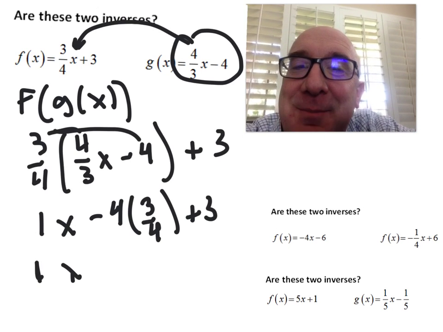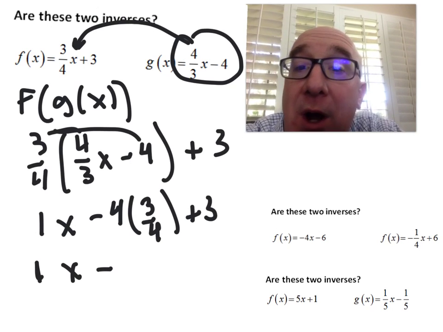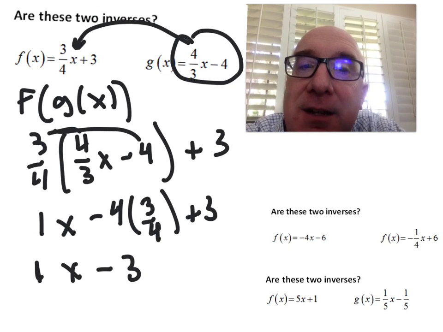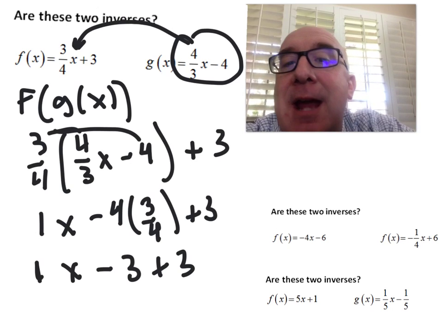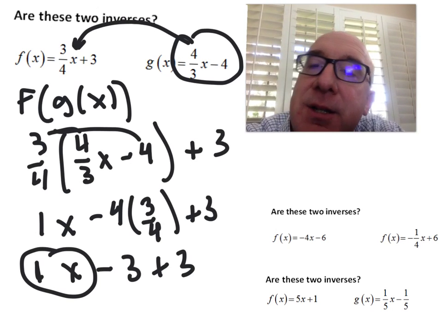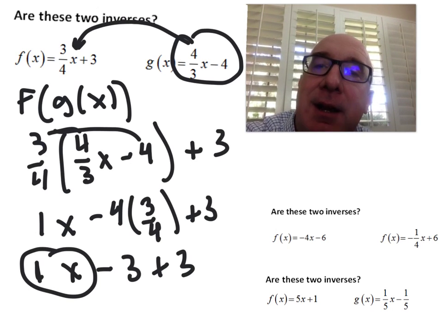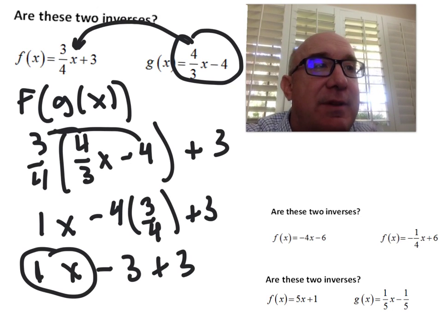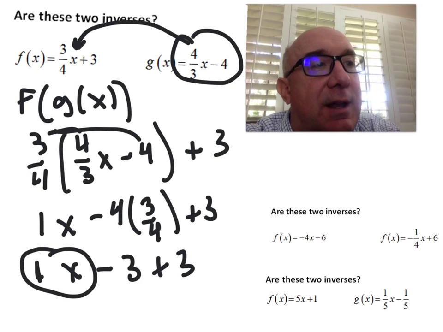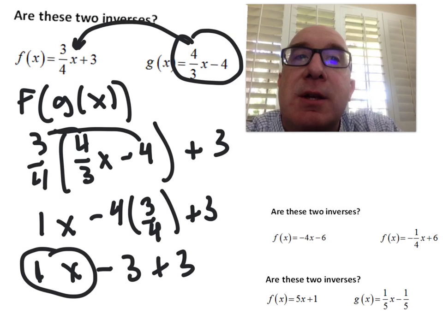And watch what happens, which is kind of cool. We get negative 12 divided by 4, which is negative 3 plus 3. And we are left with just 1x. So they are indeed inverses of each other. Let's see if the other ones are. Let's test some of the other ones.